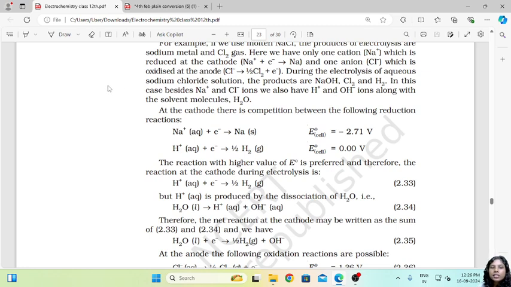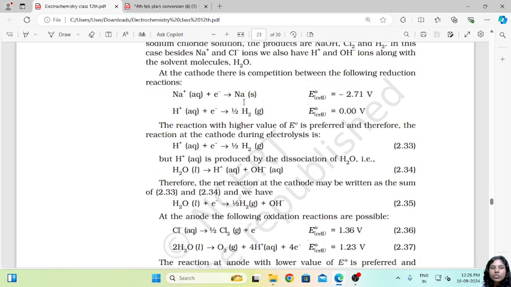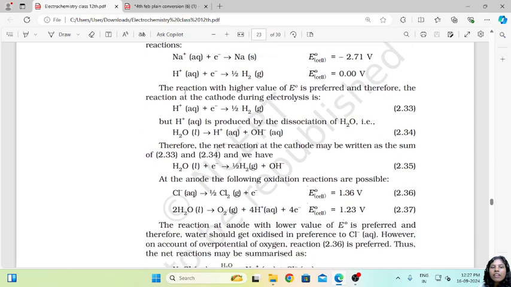During the electrolysis of aqueous sodium chloride solution, the products are what? NaOH, Cl2 and H2. In this case, besides Na+ and Cl- ions, we also have what? H+ and OH- ions along with the solvent molecules of H2O. So at the cathode there is a competition happening between the reduction reactions. So we have Na+ that is going to Na, and we have H+ that is going to H2.